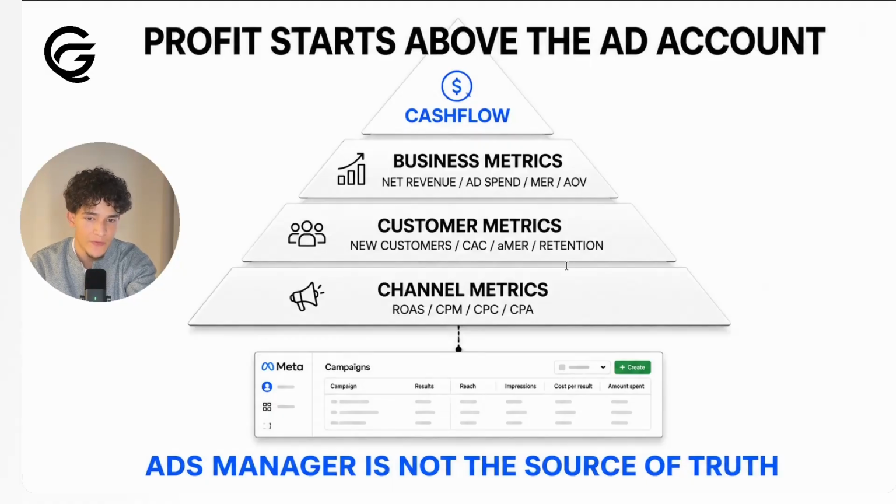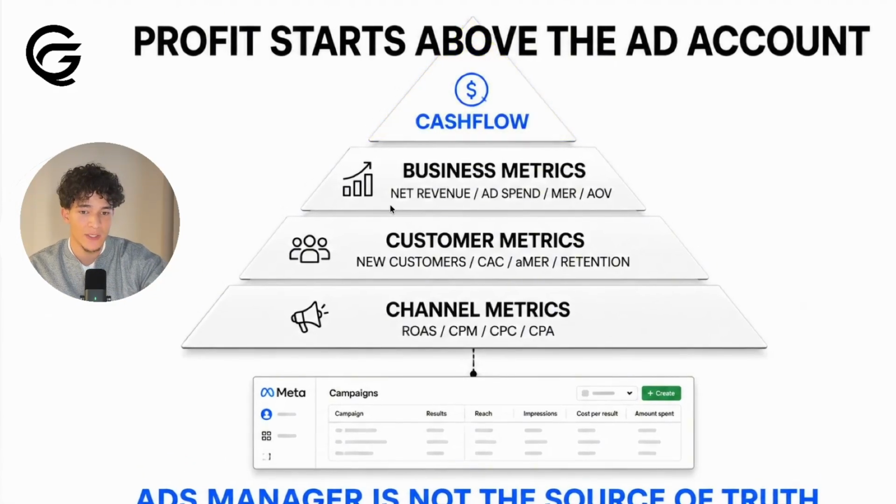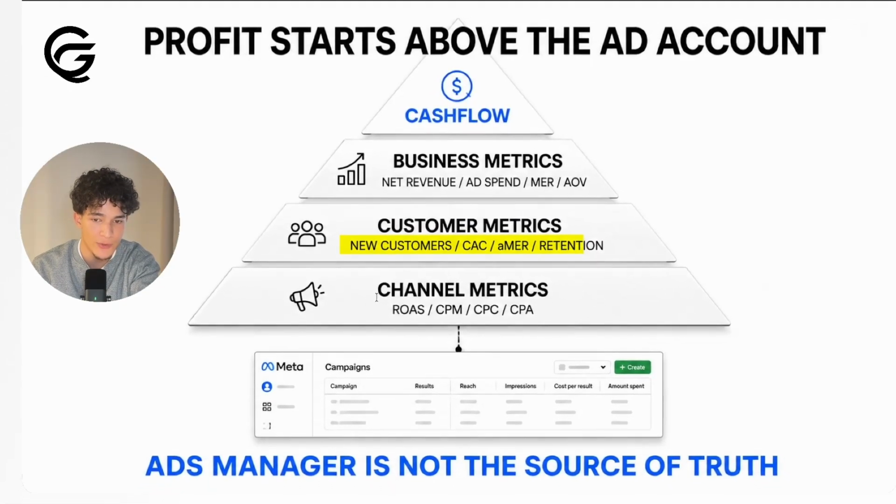So as you can see here, profitability starts at the top of business and not inside of the Meta Ads Manager. And this is what we call the hierarchy of metrics. So it's ranked from the most important metric to the least important metric regarding your CM3, so your profitability. And so at the very top, the most important thing is cash flow. Under cash flow sit business metrics like net revenue, total ad spend, MER, and AOV, right? And so under that sit customer metrics like new customers, customer acquisition cost, and retention.